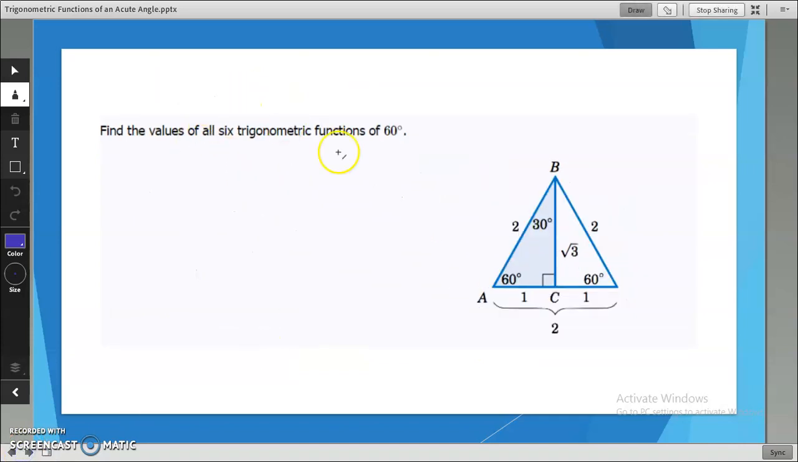All right, let's do another one. Here we have a 30, 60, 90 triangle, and this time we're going to do it in reference to our angle 60. Oops, I started with cosine. I need to start with sine. So sine of A. Sine is SO, opposite over hypotenuse. So the opposite side is root 3, and the hypotenuse is 2.